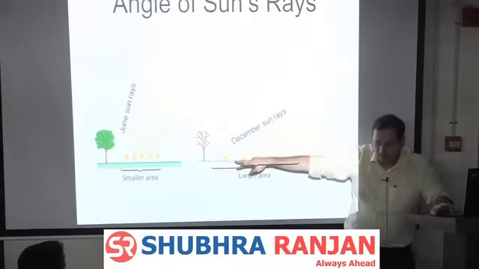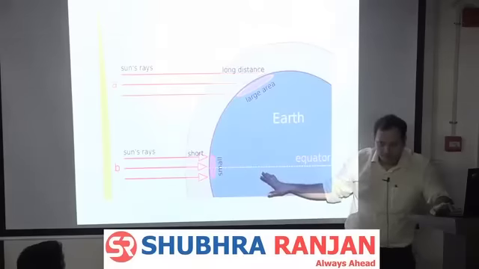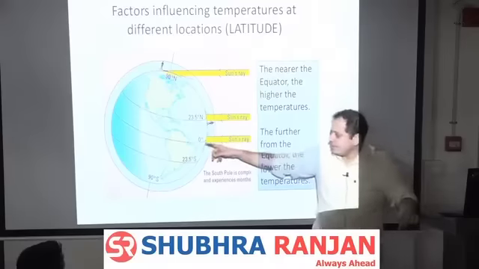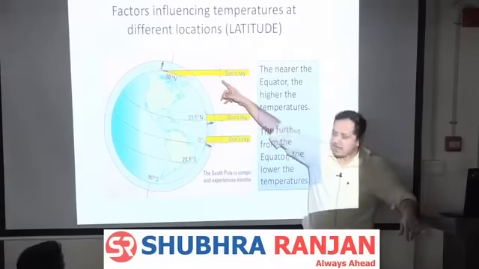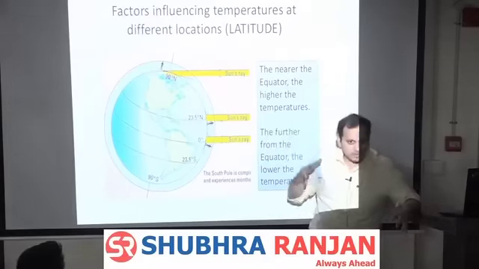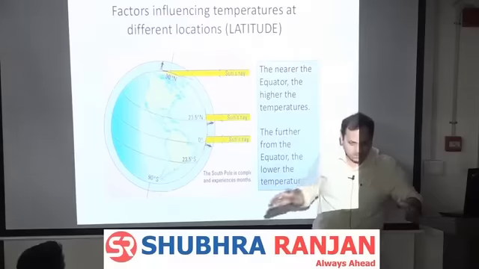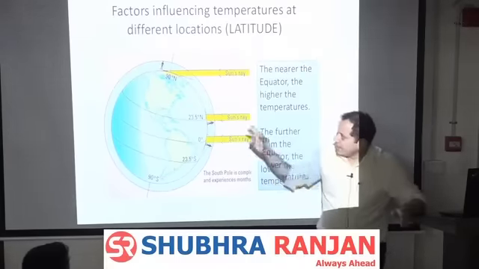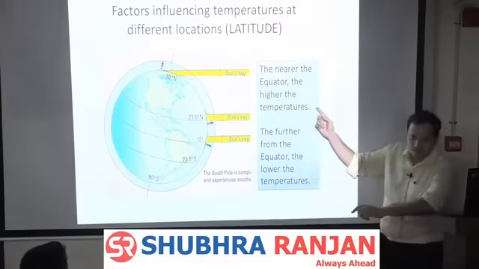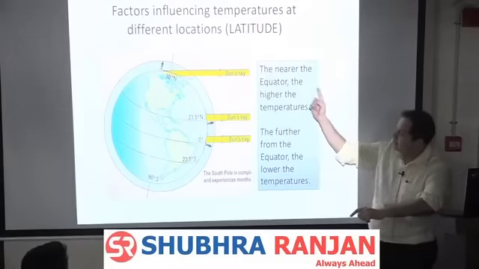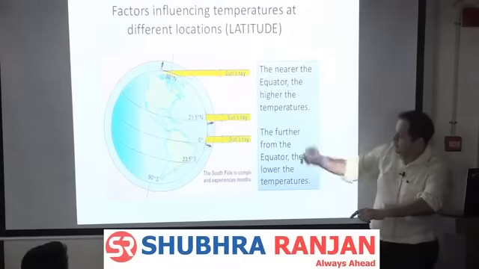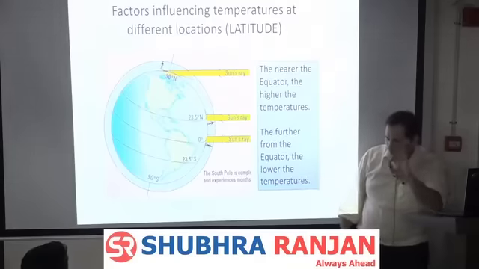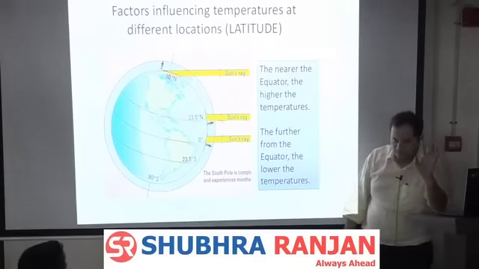Getting it? Any doubts till now? So can I say as I go from lower latitudes towards higher latitudes, the sun rays will become more and more inclined? Why? Because the earth is curved. The sun rays will become more and more inclined and therefore the heating factor will be less. The nearer the equator, the higher the temperature. The further away from the equator, the lower the temperature of the earth. Getting it?